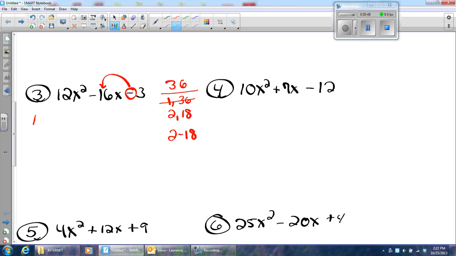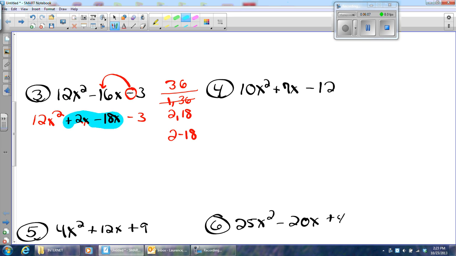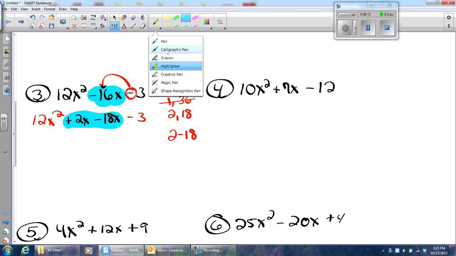So I'm going to write 12x squared plus 2x minus 18x minus 3. And just to check, I have to make sure that these two numbers, if combined, turn into that middle number, that negative 16x. And sure enough, they would. Okay, just showing you a little mental check so you can see what's going on.